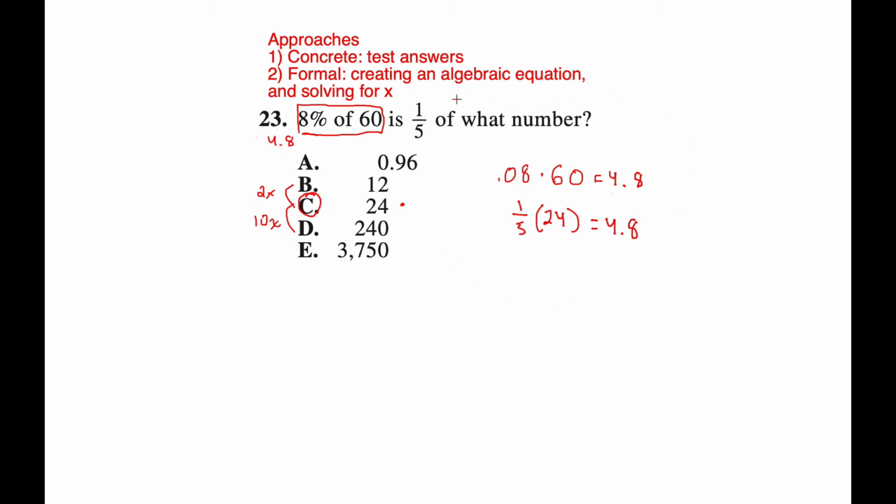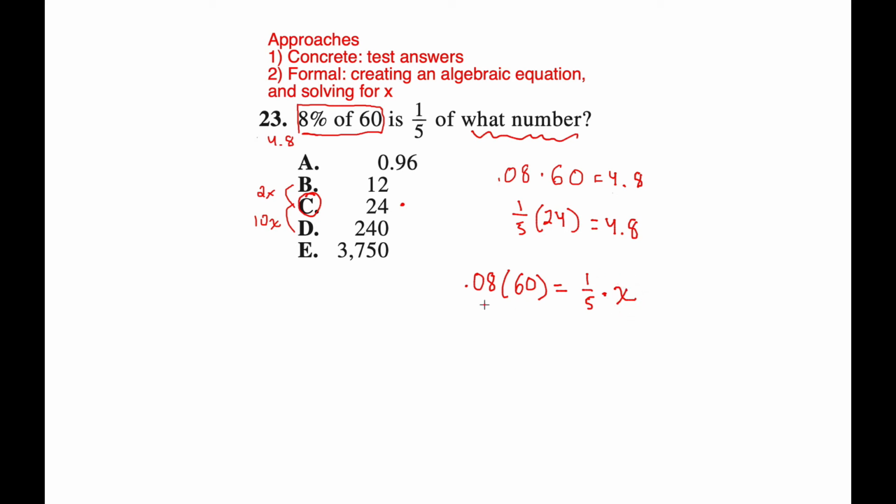All right, and now let's do it this more formal way, which is to create an algebraic equation and then solve for x. As I mentioned in the very beginning, we can begin to translate all of this into an equation. So 8% we can write as 0.08, and then the word "of" is multiply, so 8% of 60, as we had written before. Then "is" just means equals, and then 1/5, we write that down. We have the word "of," so multiply, and then this "what number" thing, which is indicating an unknown, so we can write a variable there, like x. This is our equation, and we want to figure out what that x value is, so we want to isolate that x.